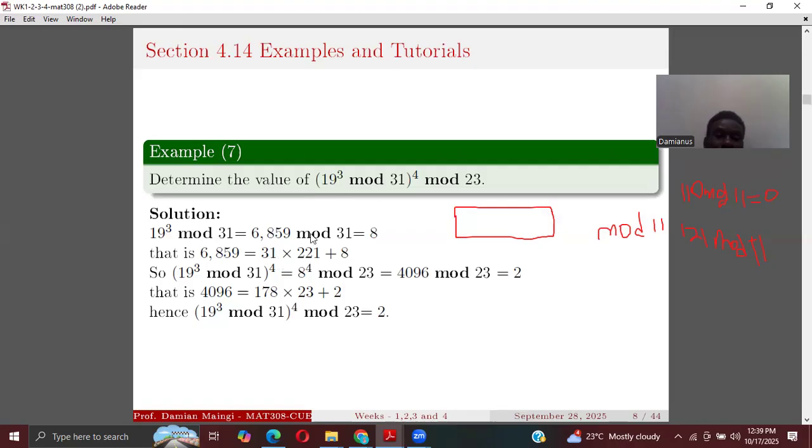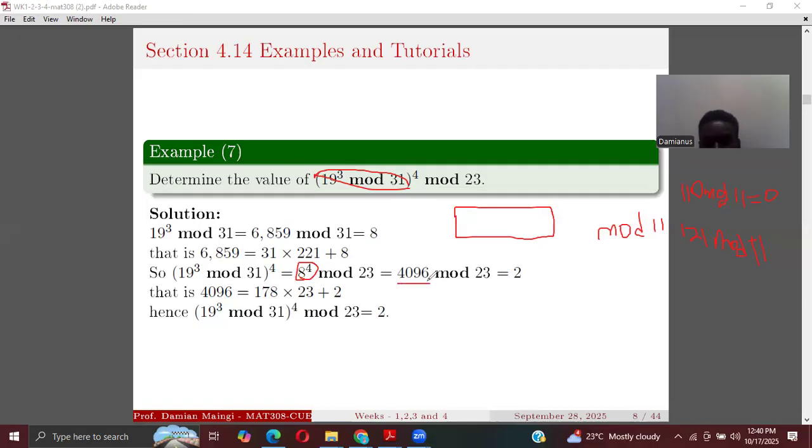You will get 221 as the quotient, and the remainder will be 8. So 31 times 221 plus 8 gives you 6859, which is 19 cubed. That means 19 cubed mod 31 is 8. Now the next one is power 4. So you just have 8 power 4 mod 23. 8 power 4 is 4096.